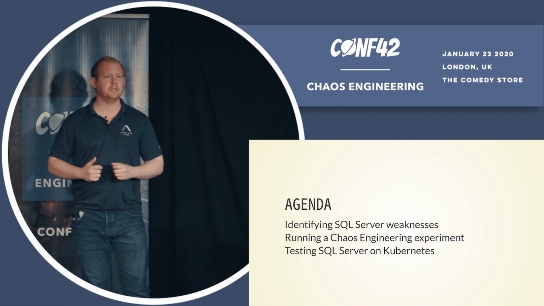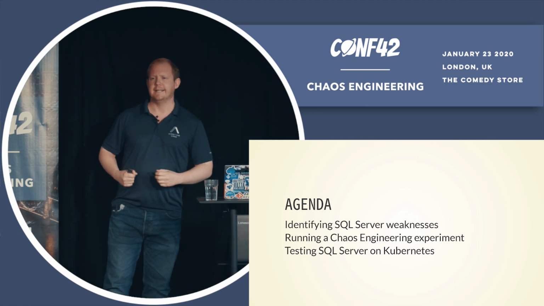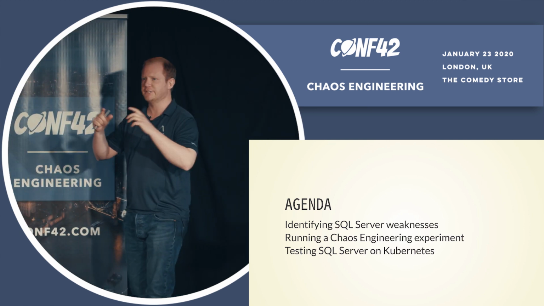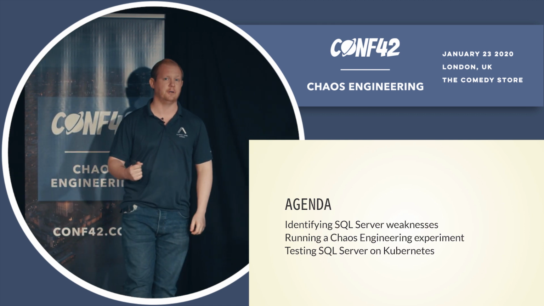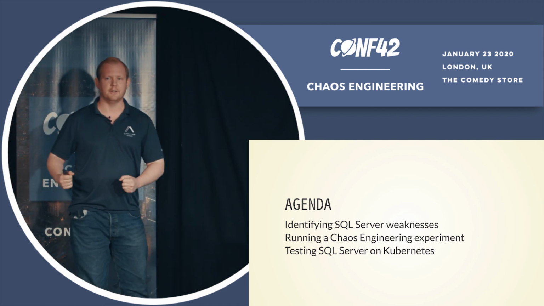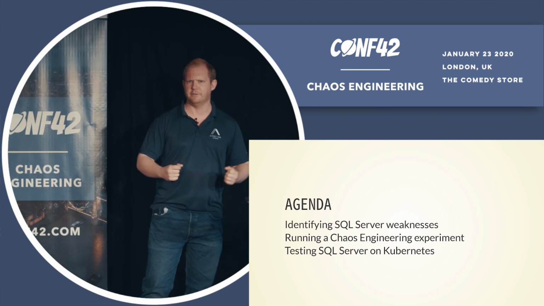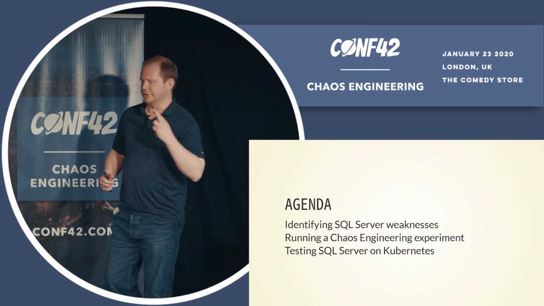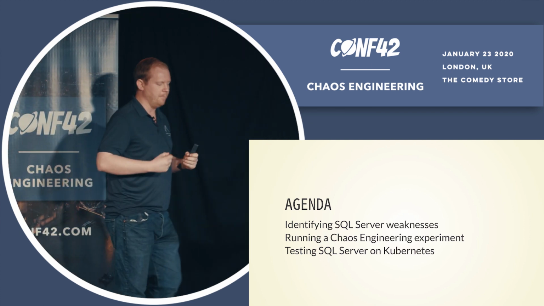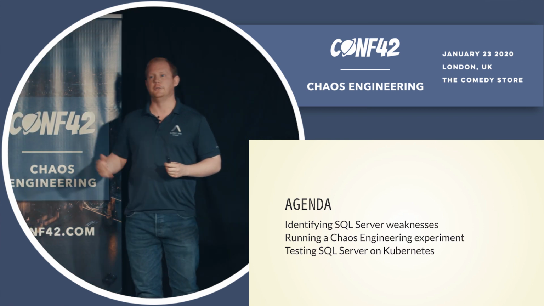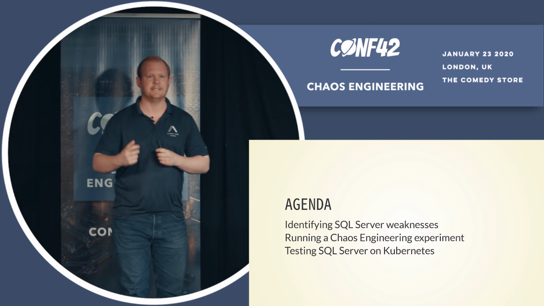So here's what we're going to cover. We're going to talk about identifying potential failures and weaknesses in SQL Server and the systems around it that we can test with chaos engineering experiments. Then we're going to actually run a chaos engineering experiment up in a lab that I've got in Azure, if the Wi-Fi holds out on me. Fingers crossed. And then finally, to round off the session, just have a bit of fun, we're going to talk about SQL Server on Kubernetes. And we've got a little tool that I found online that we can use to test SQL running on Kubernetes.